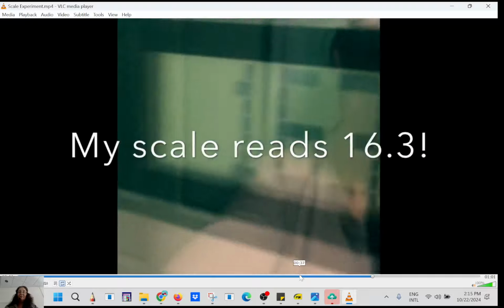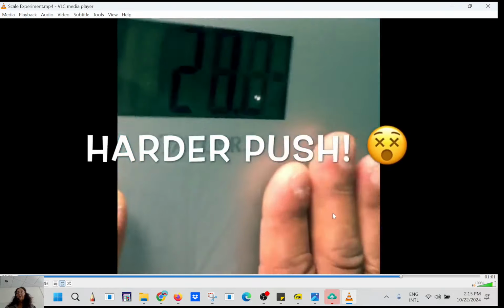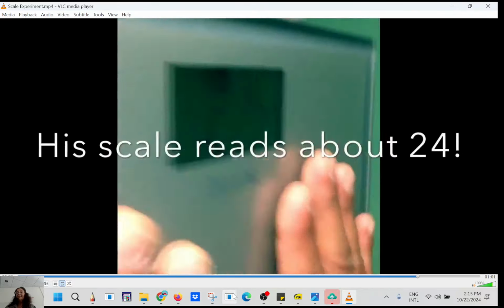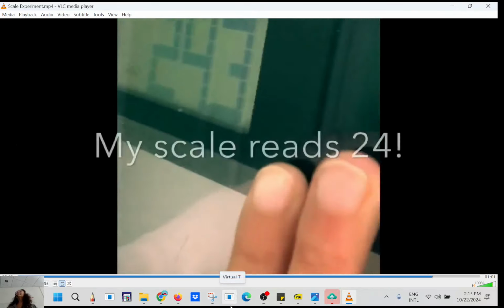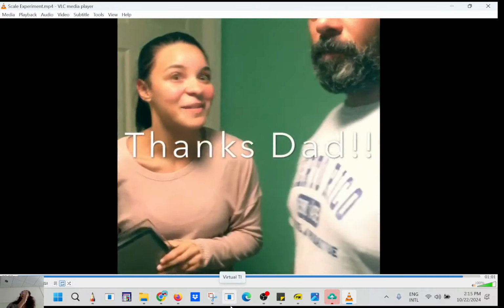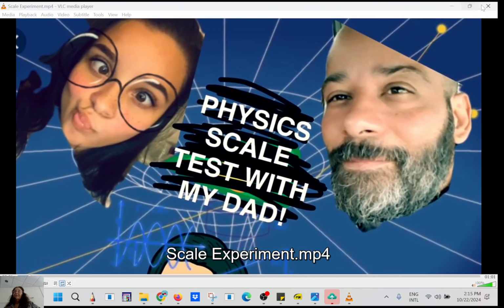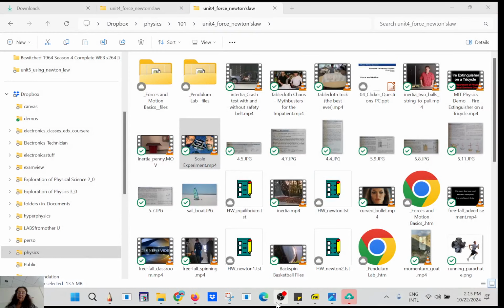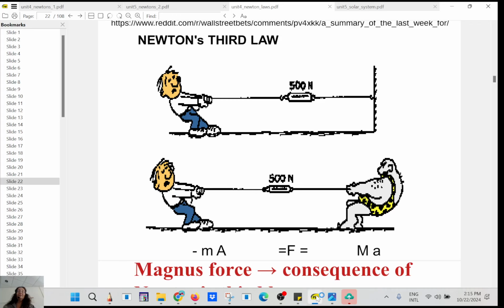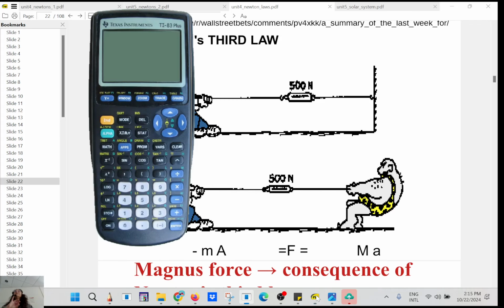Mine says 70 pounds. Of course, it's going to wobble a little bit, but now he's pushing harder, very hard, and you still have the same reading. So the consequence is that she's going to be pushed back, but the force is always the same. So if I try to trick you and say the force is not the same, the force is always the same, not the consequence.